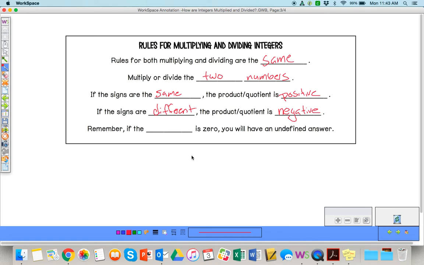So it says, remember, if the dividend is 0, you will have an undefined answer. That means that if the first number that you're dividing by is 0, then it's going to be an undefined answer. Or if you were looking at it inside the house, if 0 was inside and 2 was on the outside, 2 will never go in there. So that would never happen. But none of your problems will actually be like that on this paper.